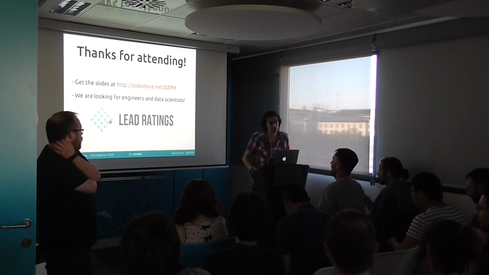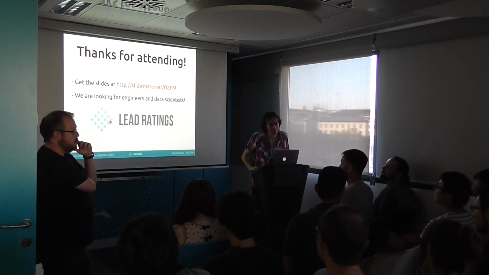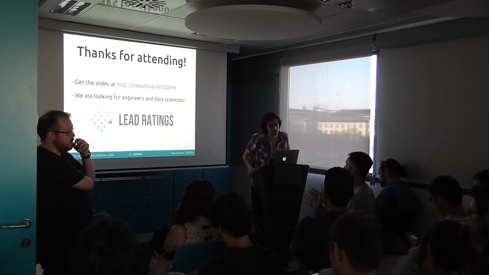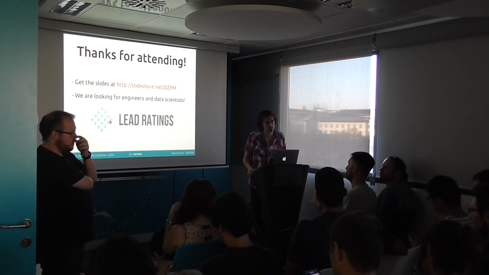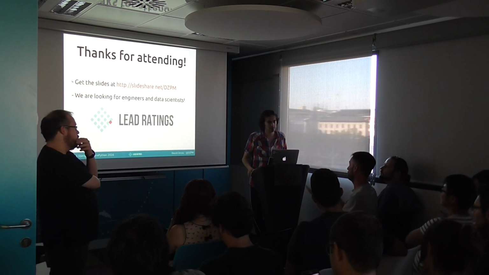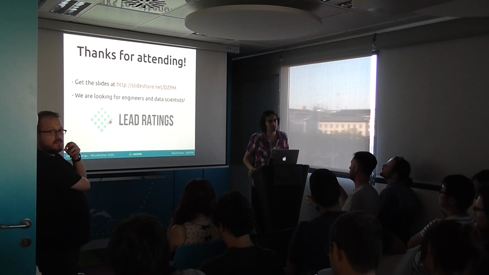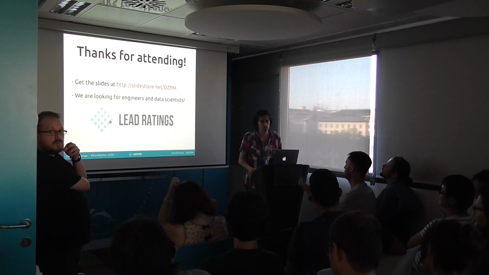Yes, I have a question. In my understanding, or maybe misunderstanding, I see many people thinking that Django is for web applications and not for APIs. Now I see that in Lead Ratings, your main product is an API. Can you tell us a bit how you included the API into the Django ecosystem?